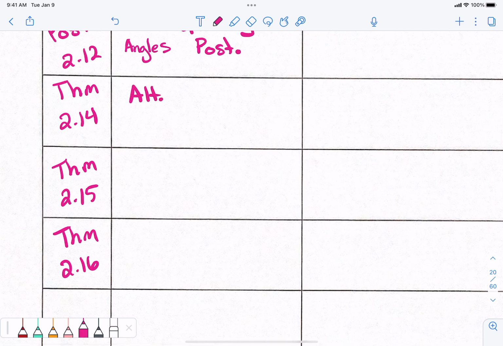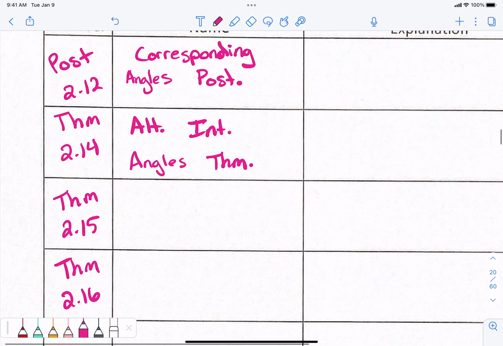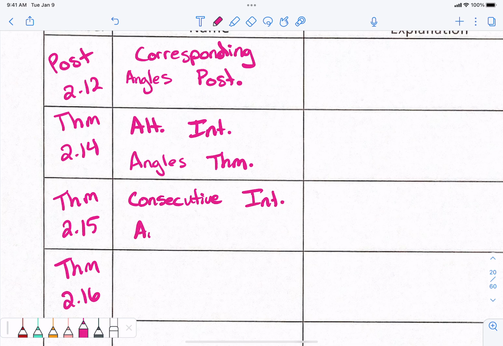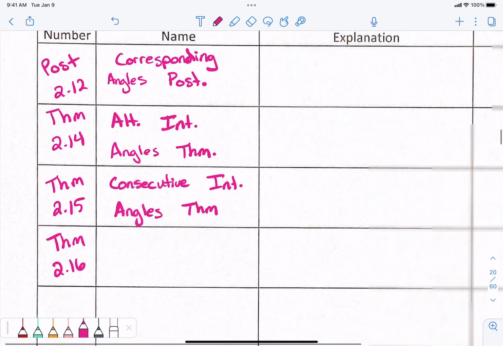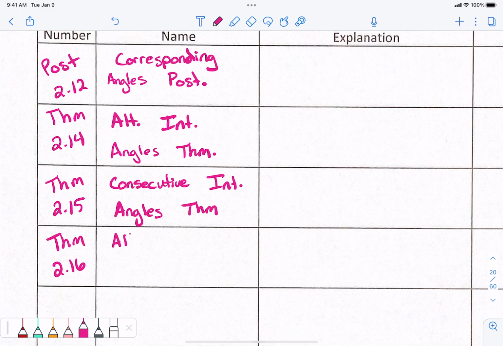Alternate interior angles theorem. What was it? Corresponding angles postulate, yep. For some reason they don't write the alternate exterior one next. They write consecutive interior angles. That bothers me that they separate the interior and the exterior. I think the alternate exterior one should go third. Whatever.